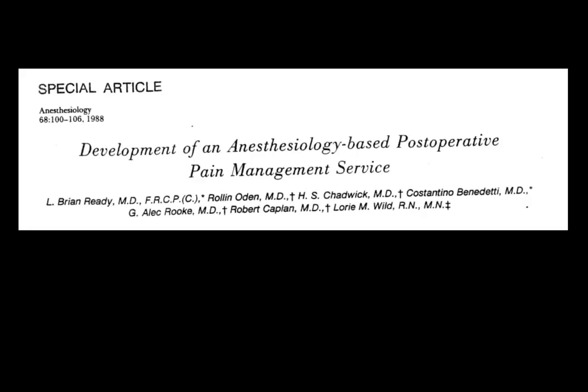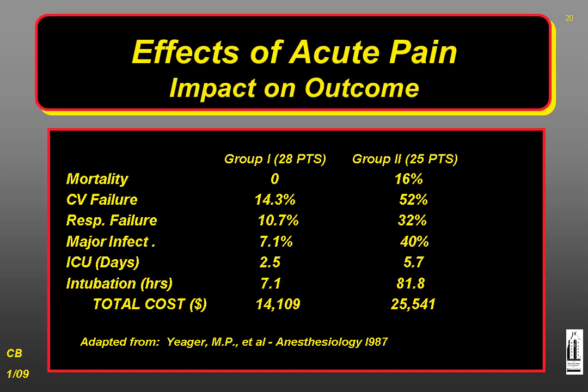The results were very encouraging and prompted the publication in the Journal of Anesthesiology in 1988 of an article describing both the benefits and the organization of an acute pain service. In 1987, Yeager and his colleagues published a seminal study in the Journal of Anesthesiology.